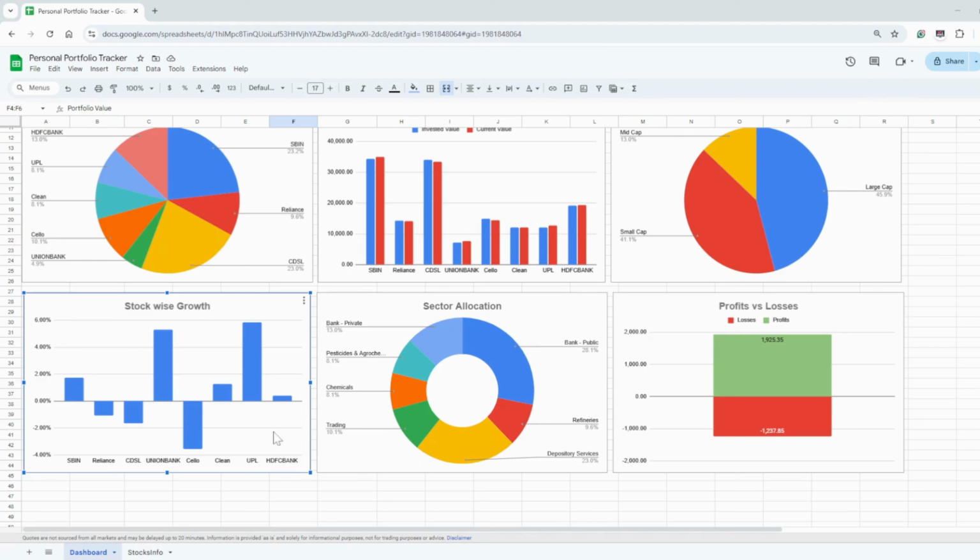Now coming to the stock wise growth, like if your stock has given you positive growth or negative growth, and if it is negative growth, how much negative it has given. Say for example, for Cello, I have got a growth of minus 3.54. So now I can say that, okay, if it goes below 4%, or if it gives me a little bit of profit, I can sell it. So that's why stock wise growth is very much needed, that okay, which are in loss and which are in profit. So if it is in loss, what I can do with those stocks.